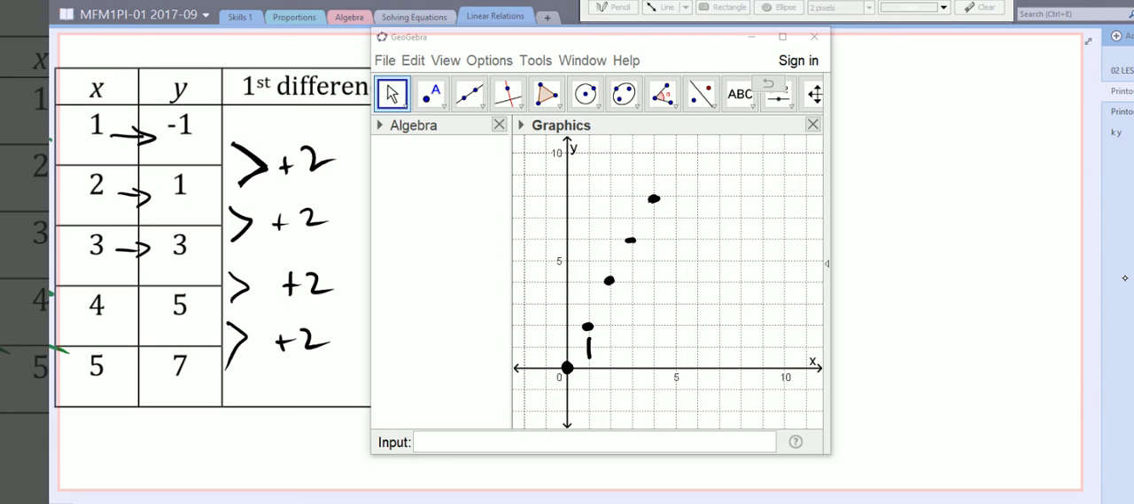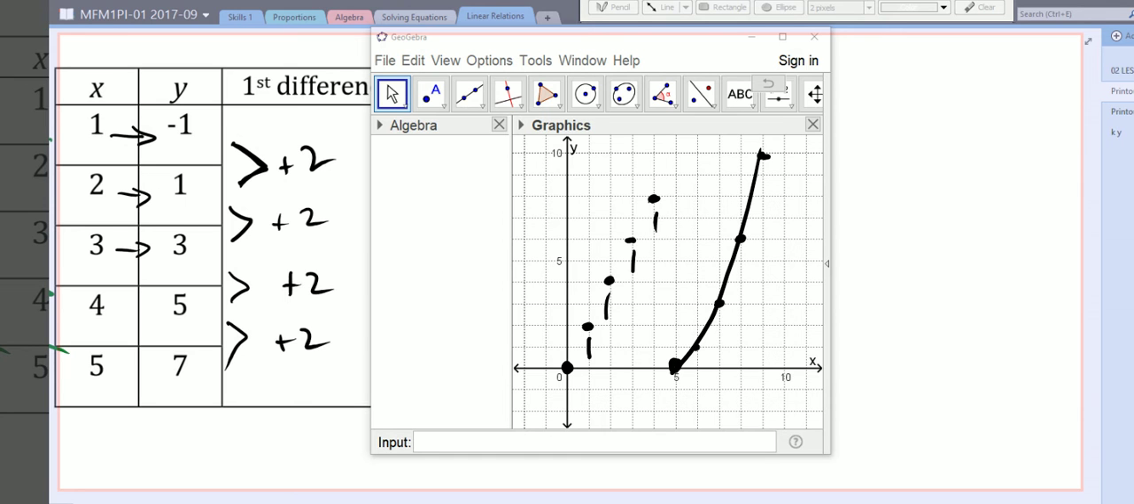I'm going to look at a graph here. Think about this. When I have a graph, I start here, let's say, can you see that all right? And I go over 1, and I go up 2, over 1, up 2, over 1, up 2, over 1, up 2. So every time I go over 1, I'm going up the same amount. What do you notice about those points? They're straight. Straight line.